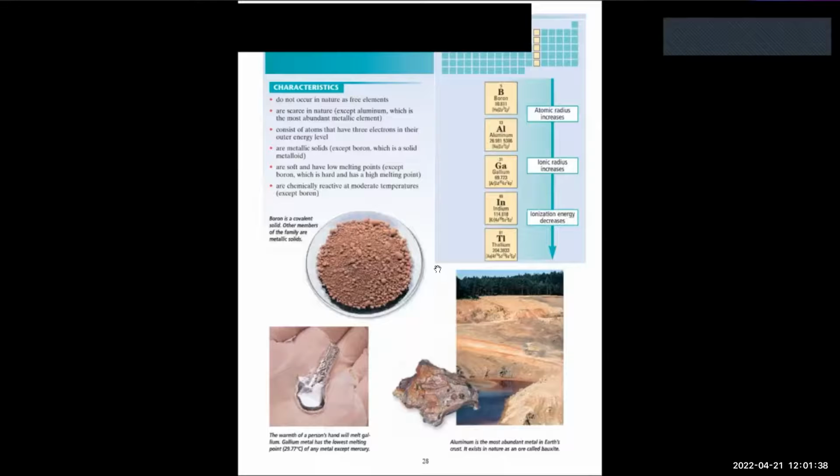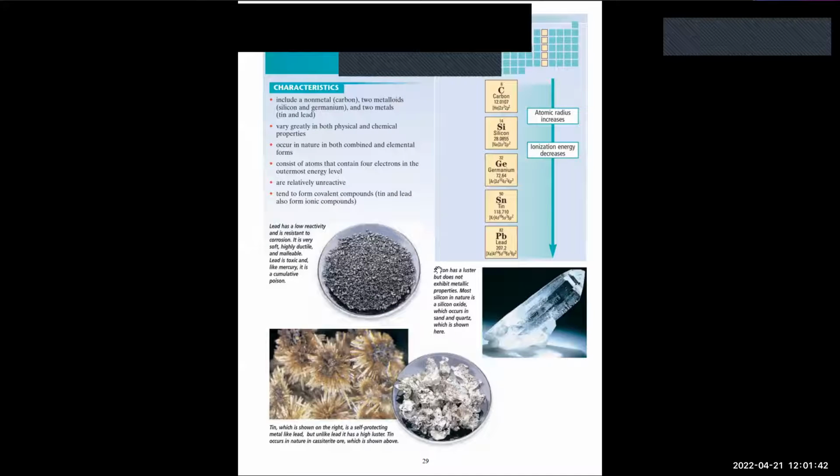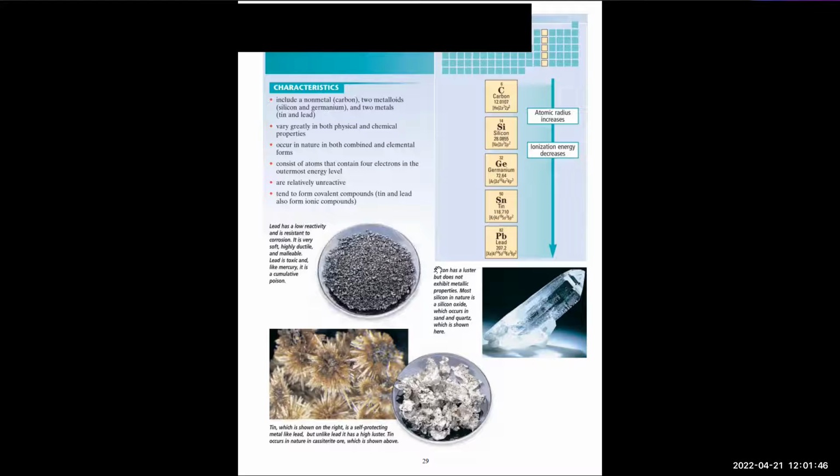Well, that was it for the Boron family. This one is quite interesting, the carbon family, because carbon is the most abundant known metal on Earth, and is the metal that is responsible for the organic compounds.